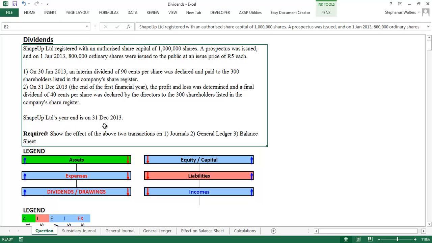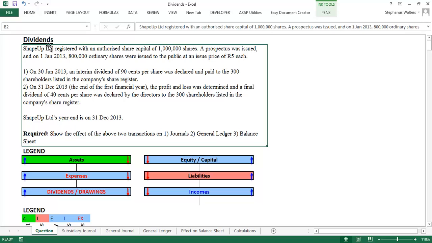Right, we know the year end is 31 December. Show the effect of the above two transactions on the journals, the ledger, and the balance sheet. Okay, just before we start on this, there's two transactions here. The interim dividends paid and the final dividends that was declared. So the paid portion and the declared portion.